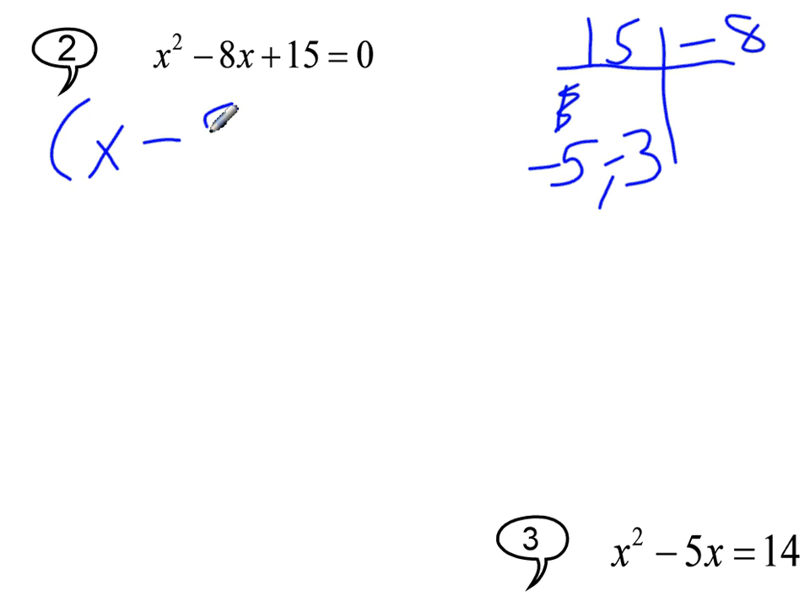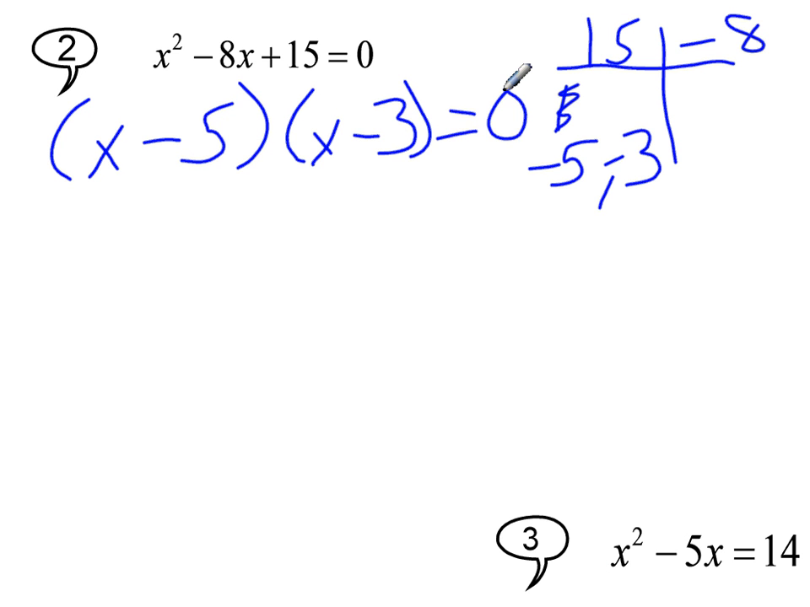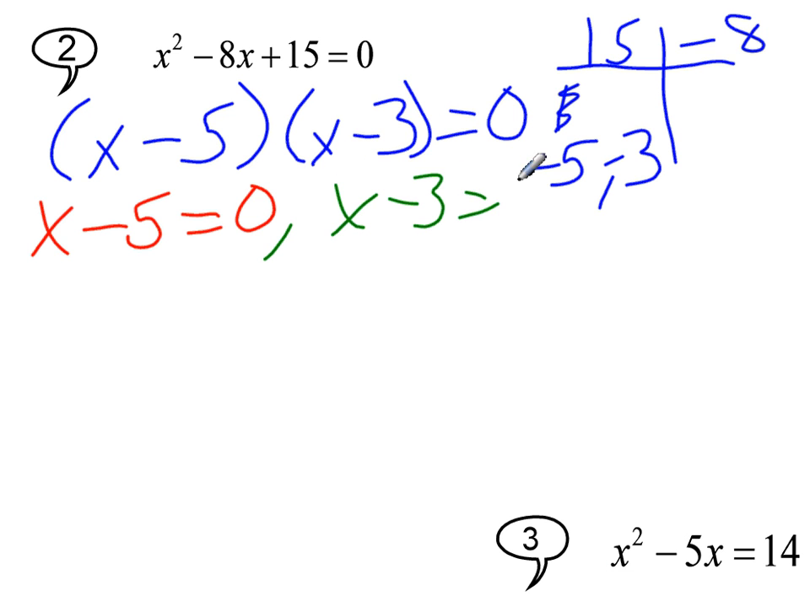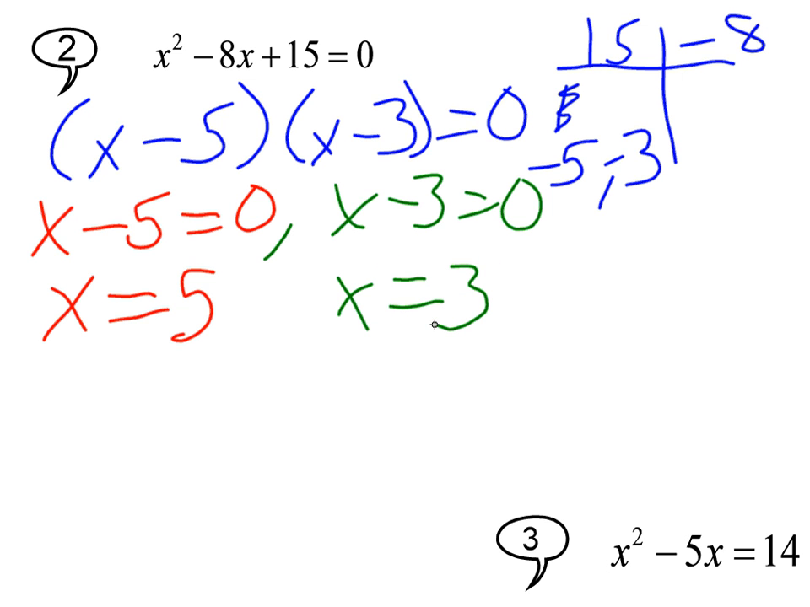x minus 5 times x minus 3 equals 0. It was set equal to 0, I factored it, and now I'm going to set both factors equal to 0. So x minus 5 equals 0, and x minus 3 equals 0. Solve both equations. Add 5, x equals 5. Add 3, x equals 3. 2 solutions.